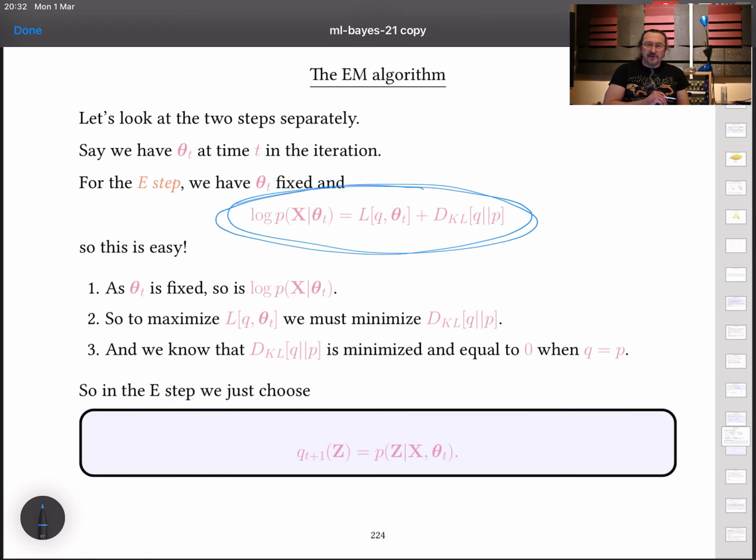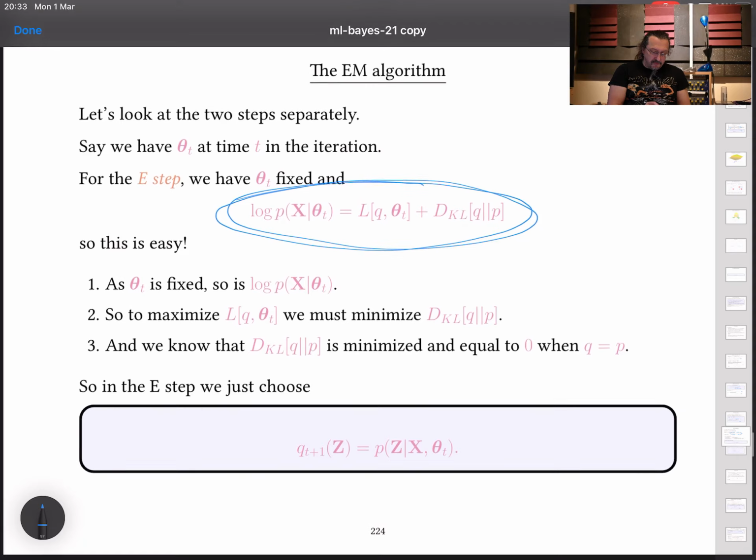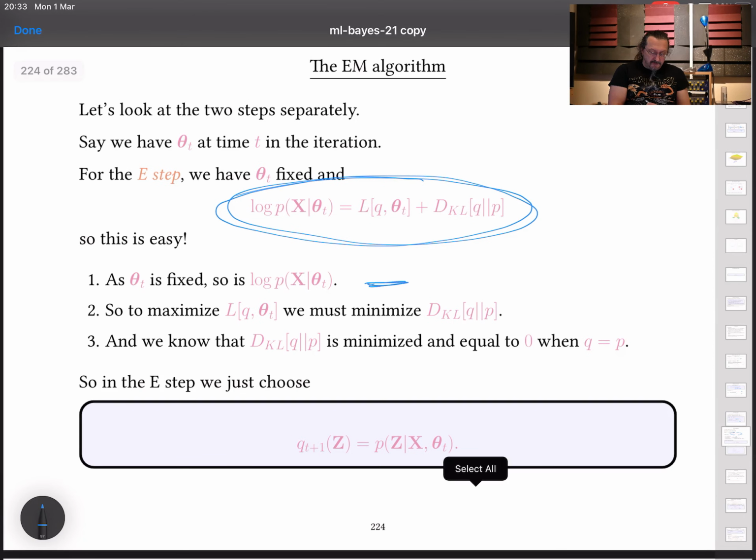And this actually tells us that maximizing with respect to Q is really easy, even though Q is actually a distribution. What we're actually asking here is: choose the distribution on the latent variables that will maximize this expression. But that's fine. Why is this fine? Well, theta t is fixed, so the likelihood term is as well. This is a fixed value.